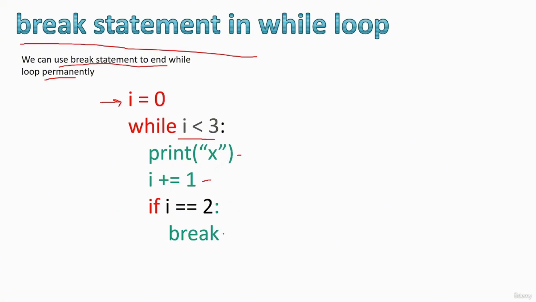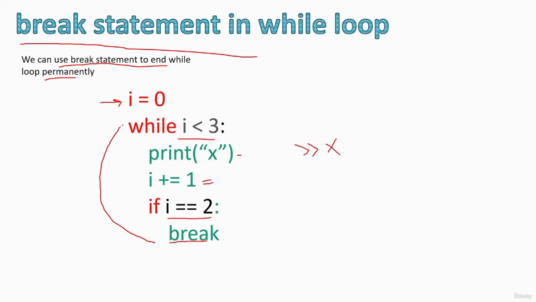Now let us see how this code is going to work. First i is equal to 0. So it is less than 3. So the condition is true. So it will run the contents of the while loop. First it will print text. Then it will add 1 to i. Now i is equal to 1. But i is not equal to 2. It is still 1. So the break statement will not work.